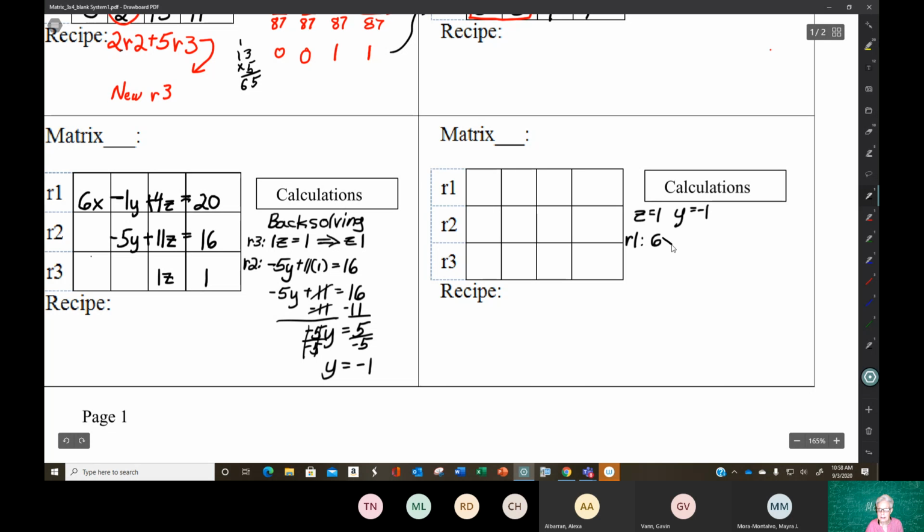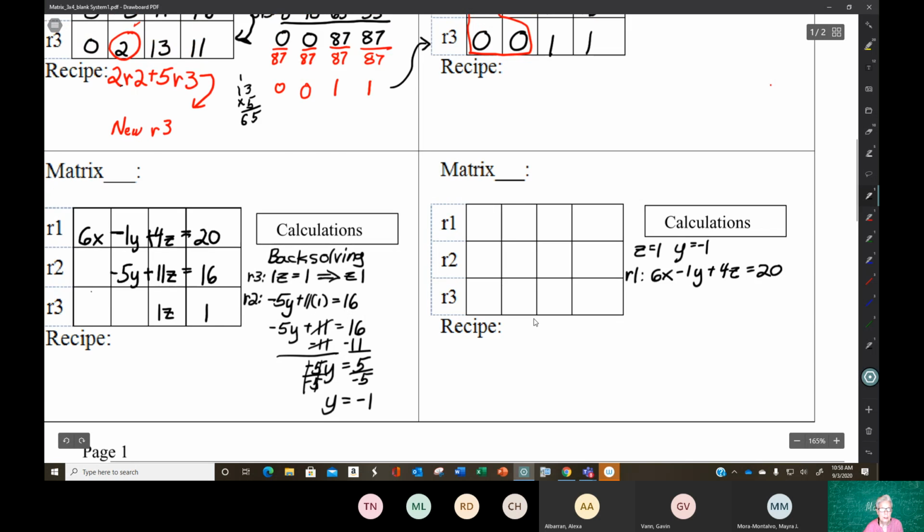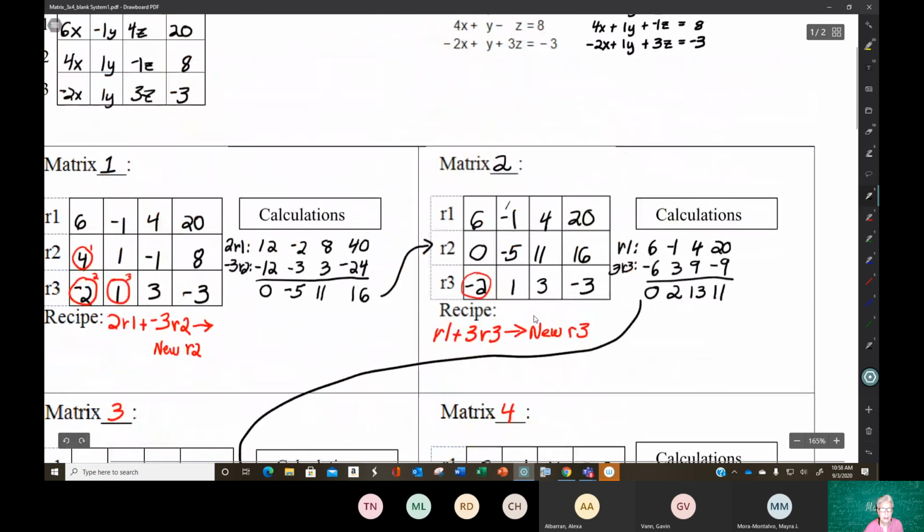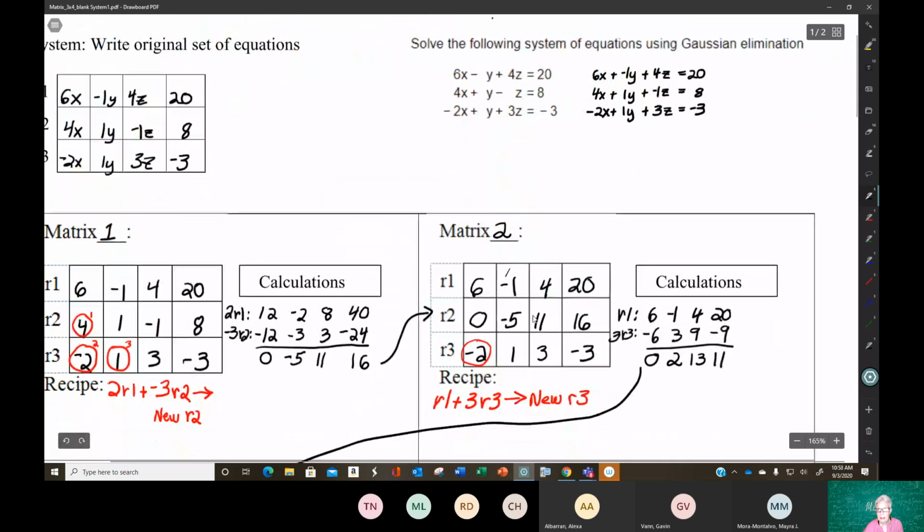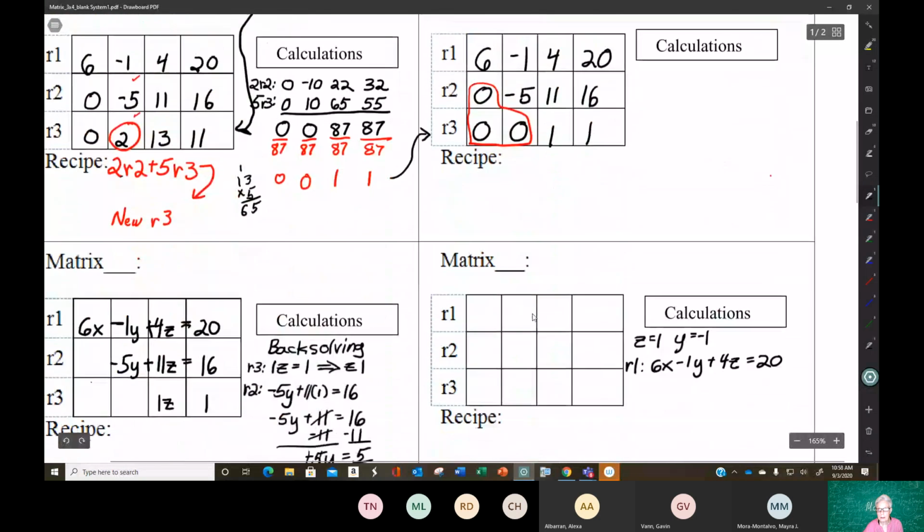is 6x minus 1y plus 4z equals 20. And let me make sure that's really, really true. Always doubt yourself a little bit. 6x minus 1y plus 4z equals 20. Okay.